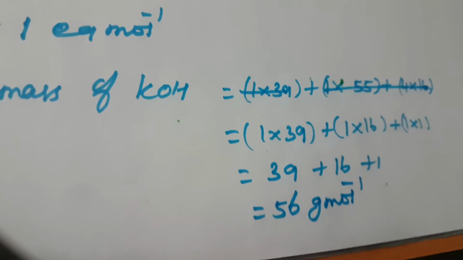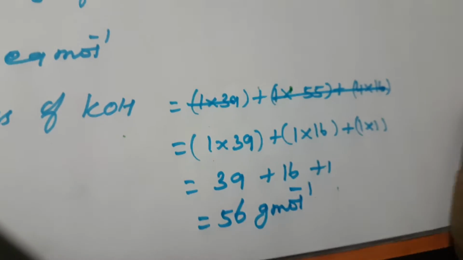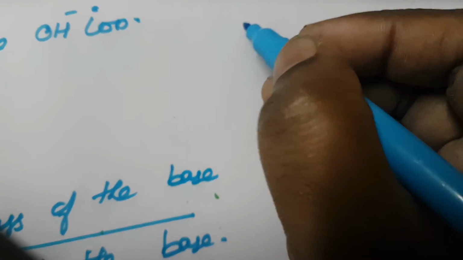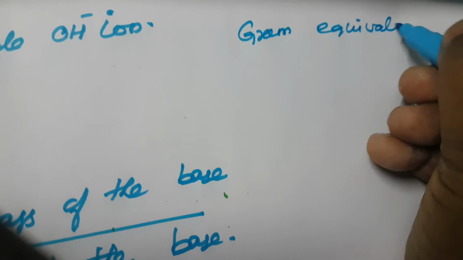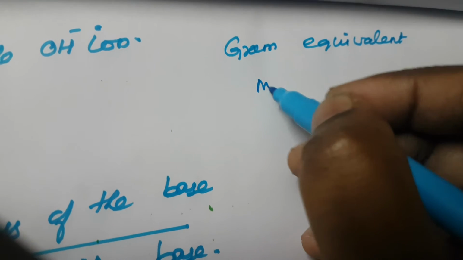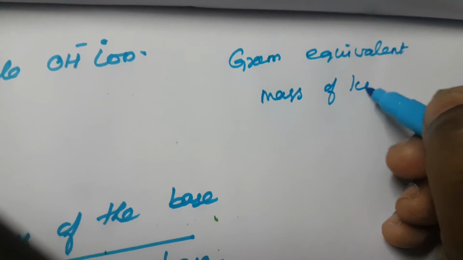Okay, so this is the first one. The next calculation is the gram equivalent mass. How to calculate the gram equivalent mass of KOH? How to calculate?